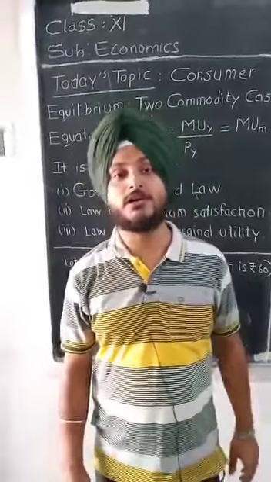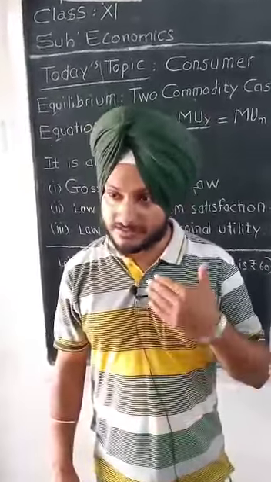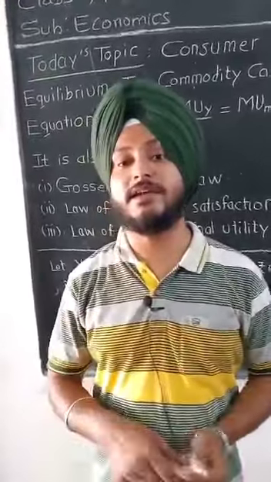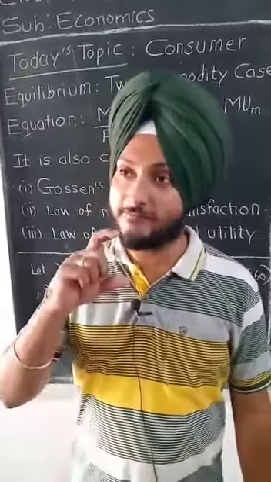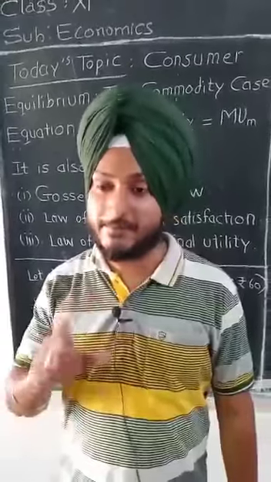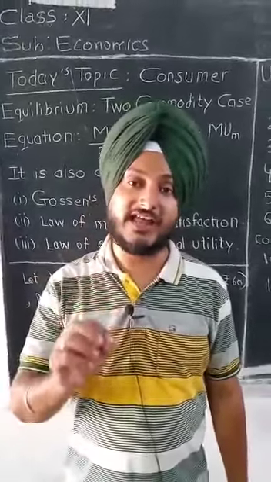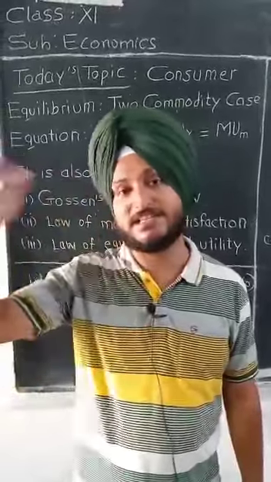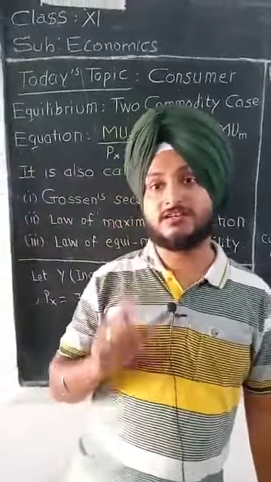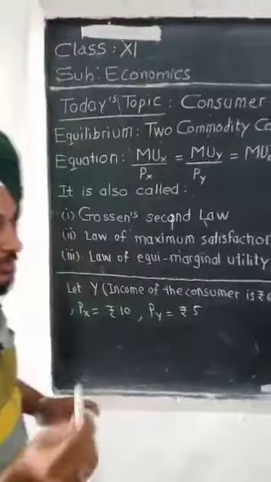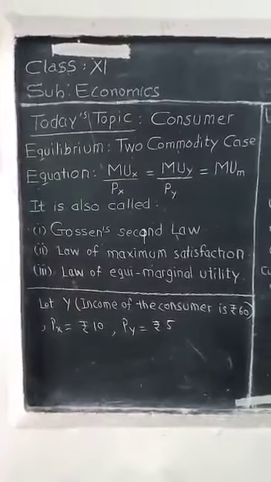Now in this video we are going to discuss consumer's equilibrium in two commodity case, that is, what combination of two different goods a consumer should buy so that he can get the maximum satisfaction. This is what we have to keep in mind. Now let us begin, and all the best for your great learning.